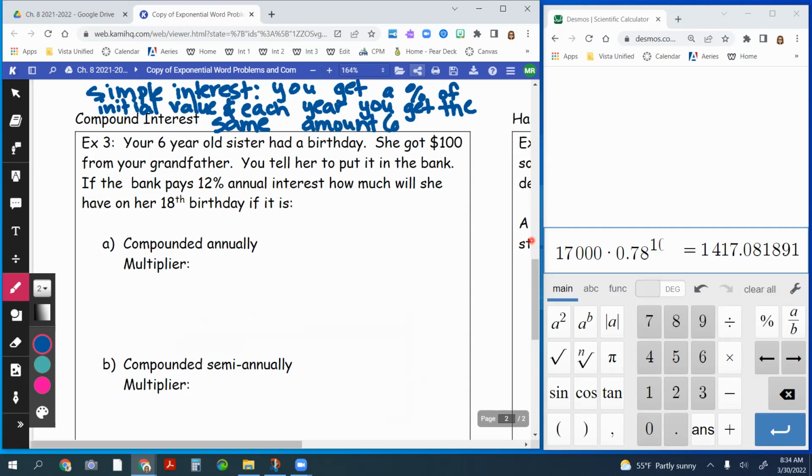So this is arithmetic. You're adding the same amount each time. You don't get an increased amount.